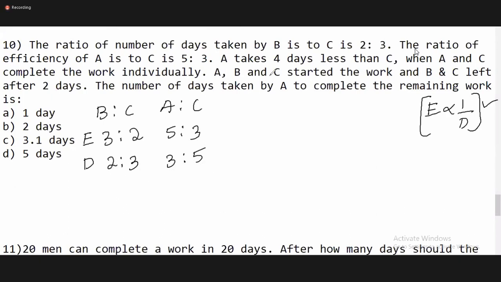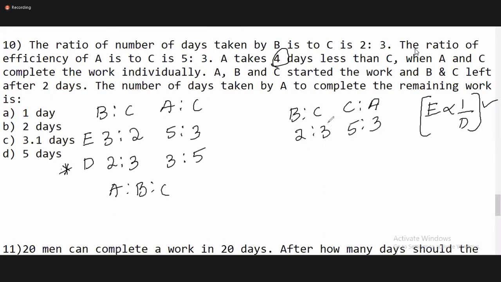I am writing directly because the clue was days, so concentrate on the days ratio. Could anybody tell me what is A:B:C? Don't ask me how to calculate it, you can manipulate the numbers and tell me. I'm doing it for you. B is to C is 2 is to 3. Can I write C is to A is 5 is to 3?